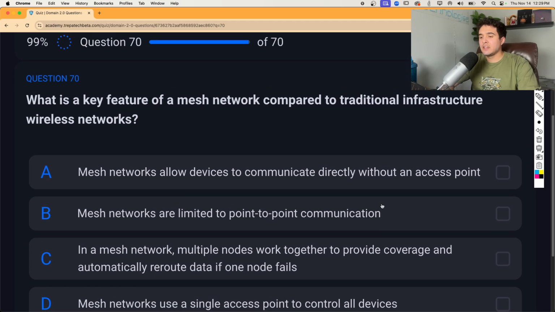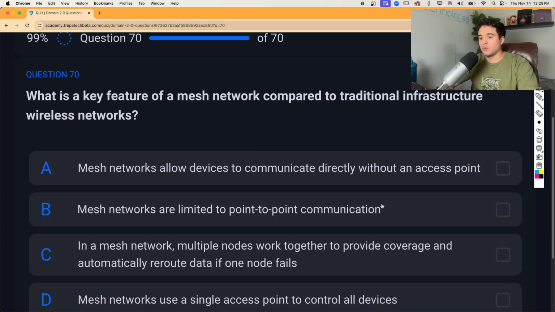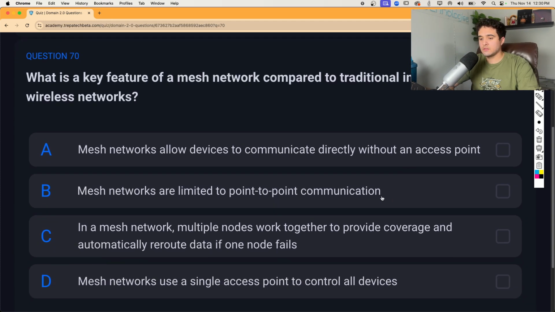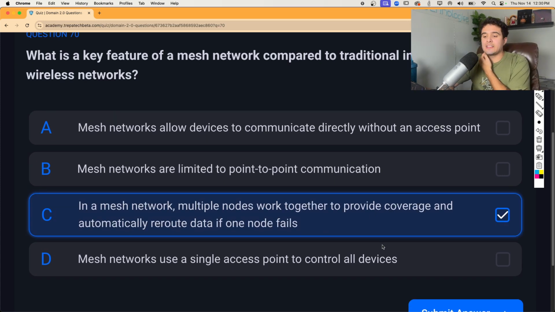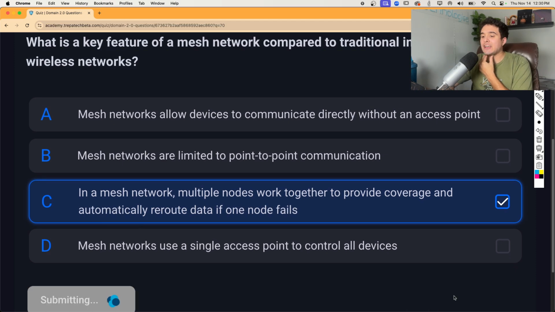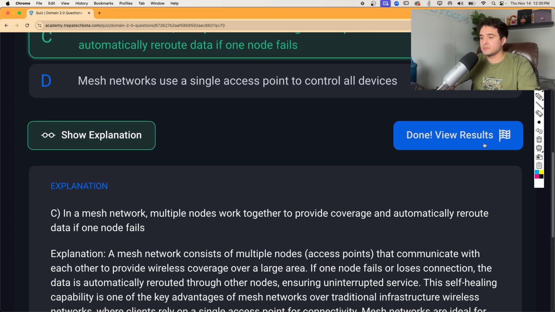Last question. Question 70. Which is a key feature of a mesh network compared to traditional infrastructure wireless networks? So we're going to go with C. In a mesh network, multiple nodes work together to provide coverage and automatically reroute data if one node fails. Go ahead and pause the video if you'd like to read the explanation.